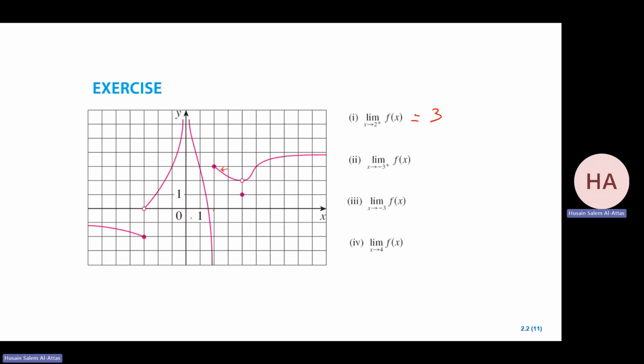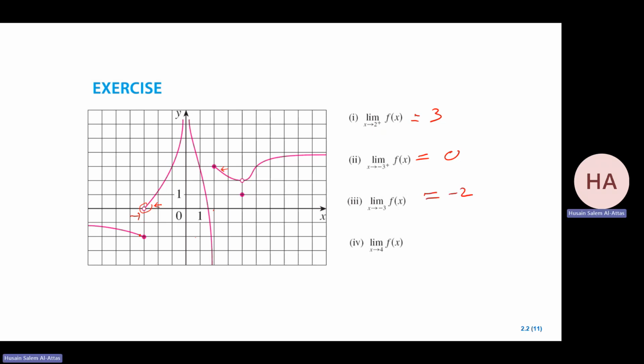Minus 3 from right. 1, 2, 3. This is minus 3 from right. So it will be 0. Minus 3 from left. I will be here. That will be what? 1. Here this is 0, minus 1, minus 2.